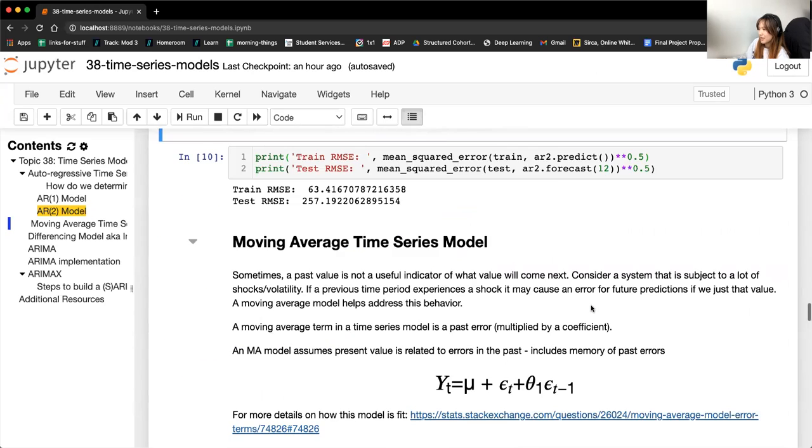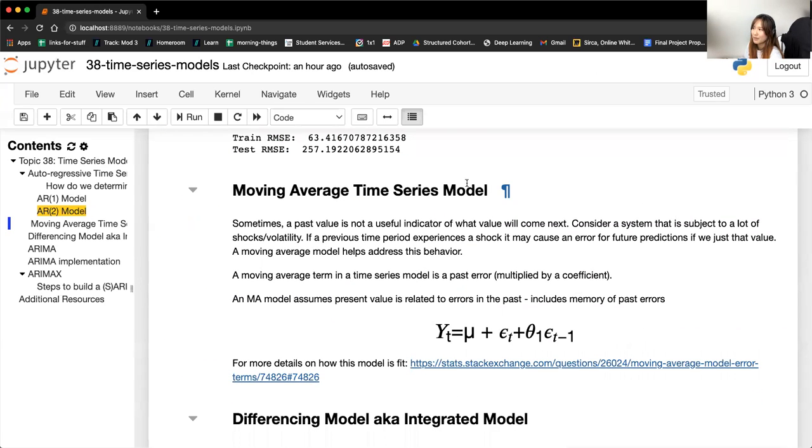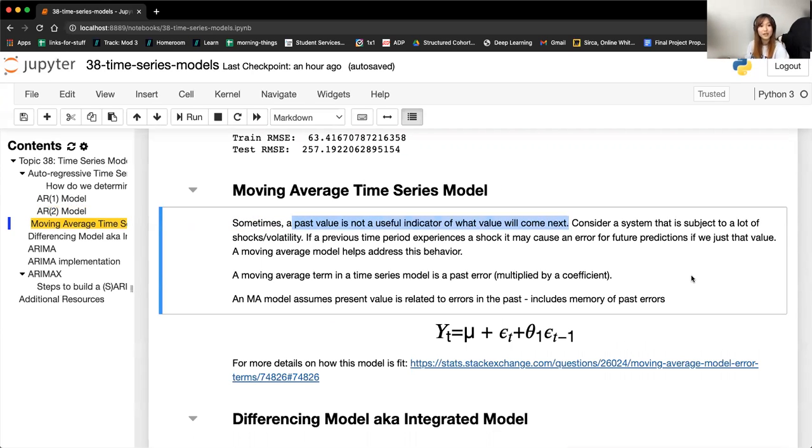Okay, so we've talked about AR models. Now moving average models. Including a moving average term sort of accounts for overall trends. And a good thing is that moving average terms do consider your past errors. Sometimes a past value is not a useful indicator of what value will come next. If you find that your data is very sporadic and has no autocorrelation, that's a situation in which a past value is not indicative of what will come next. Consider a system that's subject to a lot of shocks and volatility. For example, Bitcoin price. There is no way that people could have predicted this recent weird surge in Bitcoin prices.